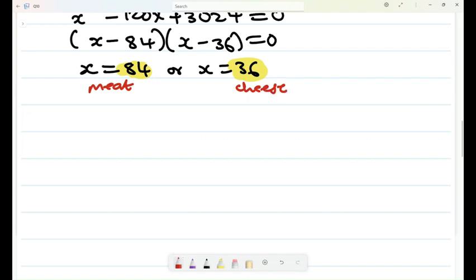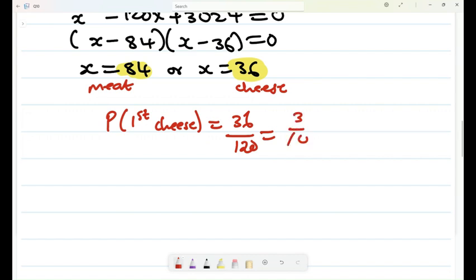So the probability that the first passenger chooses cheese is 36 divided by 120, which is 3 divided by 10, or you can say 0.3. So that's all for question 10 in the May-June 2022 question paper. So yeah, the question paper ended here.